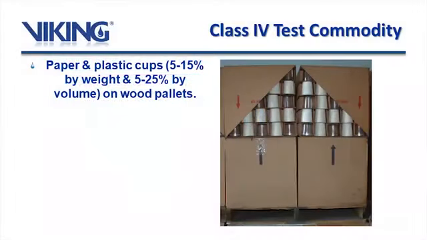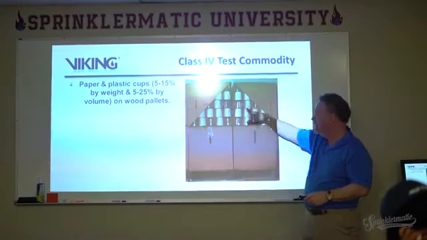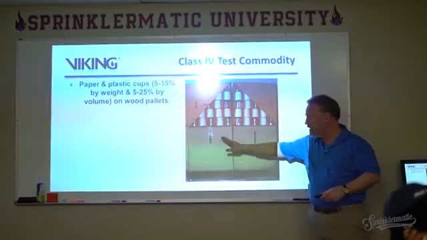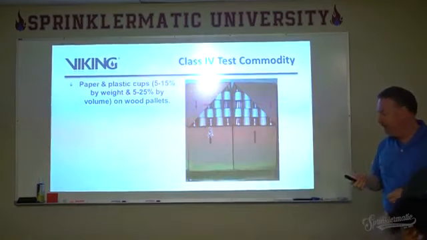paper and plastic cups together. All right, 5 to 15% by weight, 5 to 25% by volume. So you can see that they're interspersed here with the paper cups in single corrugated cartons on a pallet.